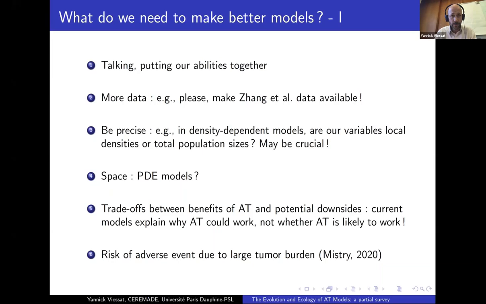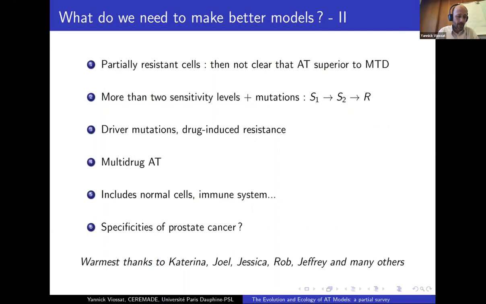I also think that models that have sensitive and fully resistant cells and no partially resistant cells are too easy for adaptive therapy. You see, because when you have partially resistant cells, there are two ways of fighting them. One is via competition through adaptive therapy, and the other one is via MTD, because partially resistant cells are still somewhat sensitive, and so MTD will have an effect on them. And that's why it's not clear in that situation that adaptive therapy would be superior to MTD.